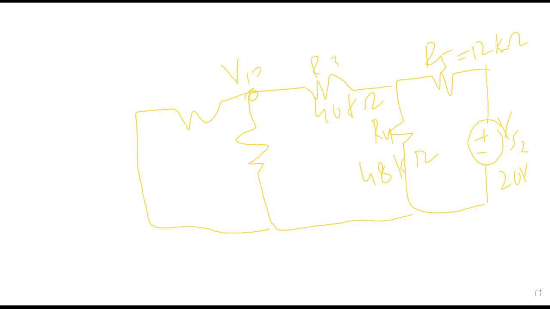So this is my third path, so it must be V13. Now this is my R2. R2 equals 40 kilo ohm. This is my R1. R1 value is 22.5 kilo ohm. Okay, this is my complete path for the third one.